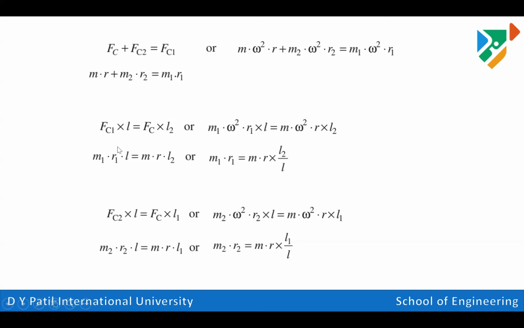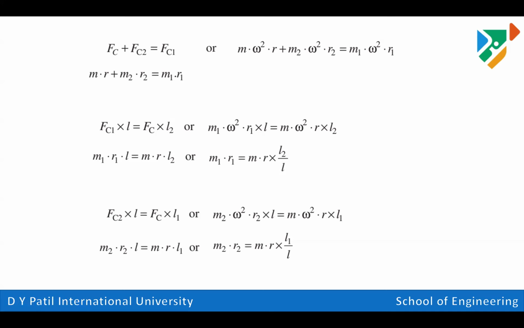So again, we have Fc1 L is equal to Fc L2. So m1 r1 omega square L is equal to m r omega square, that is L2. So again, we can write m1 r1 is equal to m r L2 by L. Okay. And Fc2 into L is equal to Fc into L1.